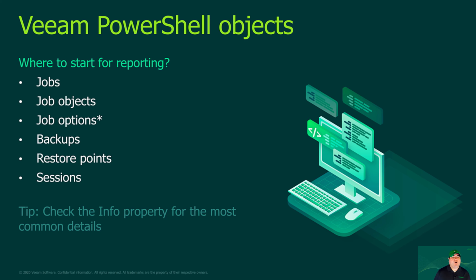The objects that we're going to be digging into primarily are our jobs. These are the jobs that run in the environment, whether it's your backup copy, replication, or tape jobs. And these will probably be one of the most regularly used base objects for the majority of your reporting. Job objects. This is going to be the representation of Veeam VMs or agents within your backup jobs that are the actual workloads that you're backing up in the jobs themselves.